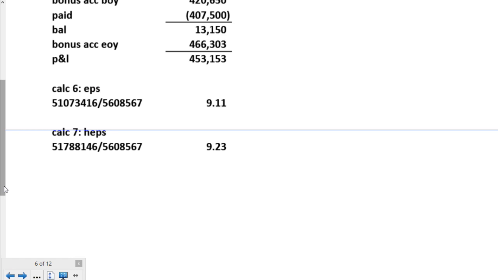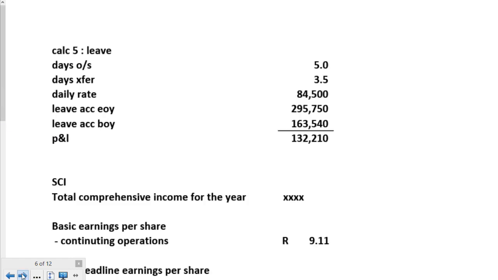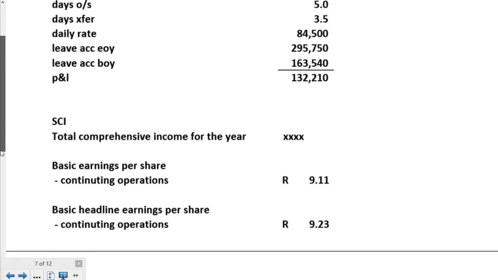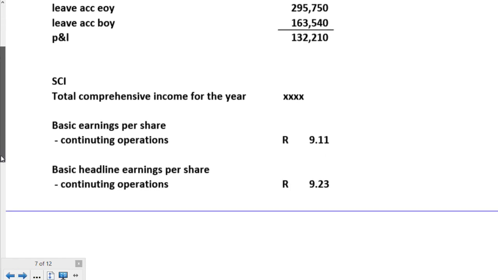R9.11, R9.23. Be careful, the question asked you to disclose the two, basic earnings per share and basic headline earnings per share, in the statement of comprehensive income for the year. So it looks like that. Total comprehensive income, whatever it was. They didn't ask you to put that in, so I didn't bother to try and work it out. Basic earnings per share from continuing operations, 9 Rand 11. Basic headline earnings per share from continuing operations, 9 Rand 23. Easy? It wasn't too bad, huh?